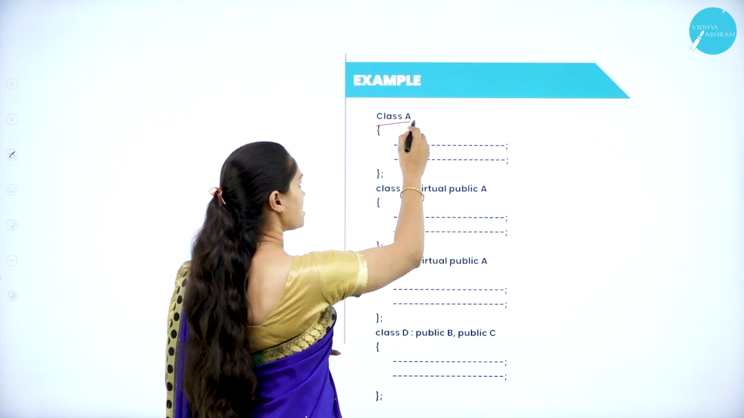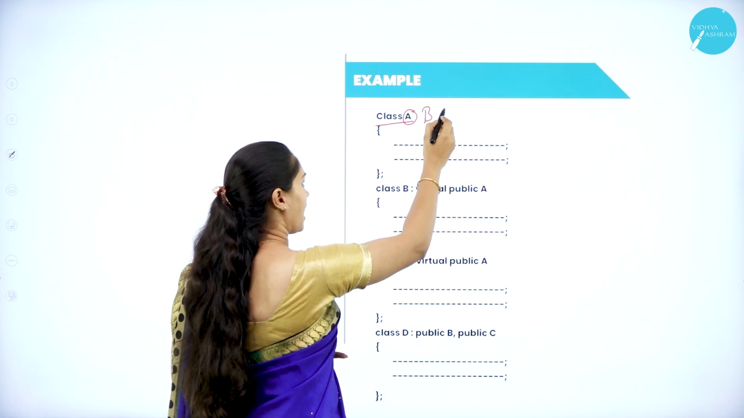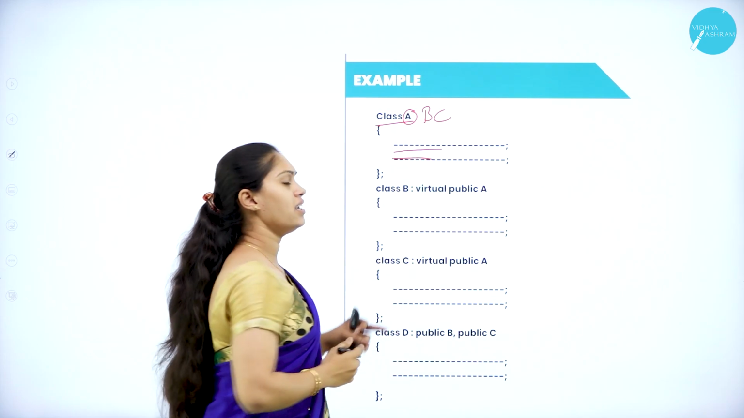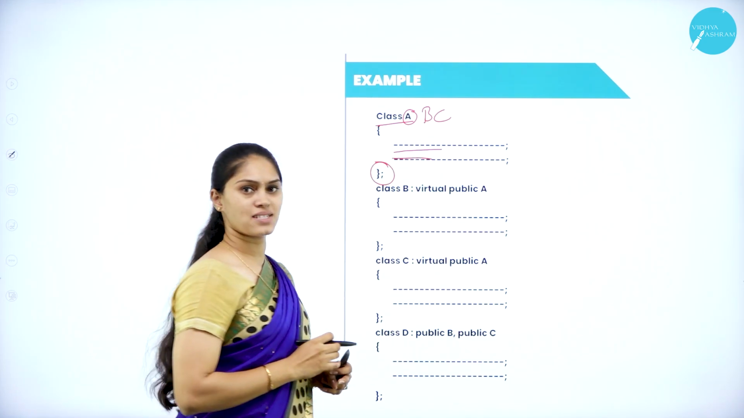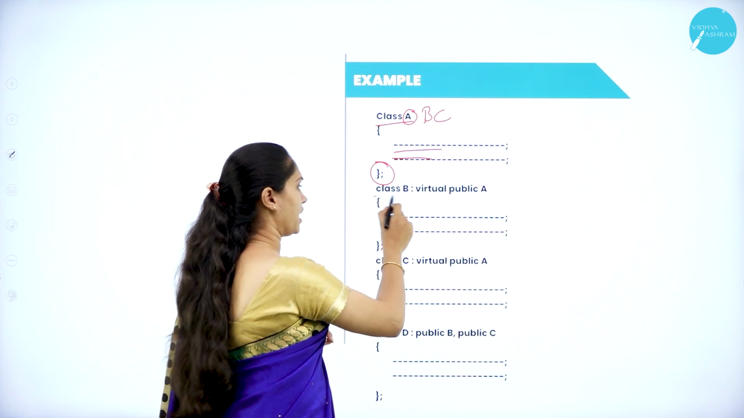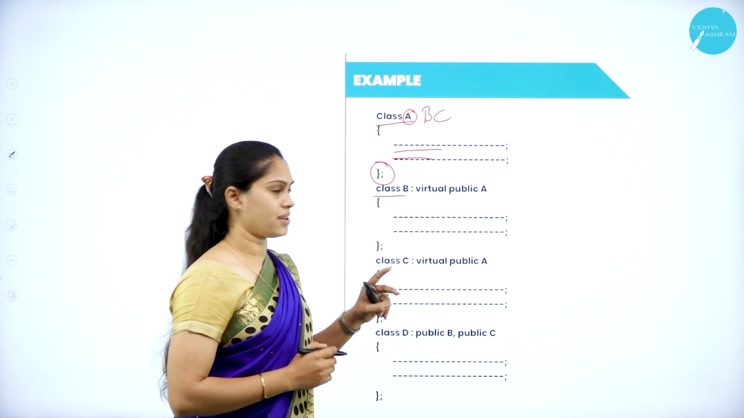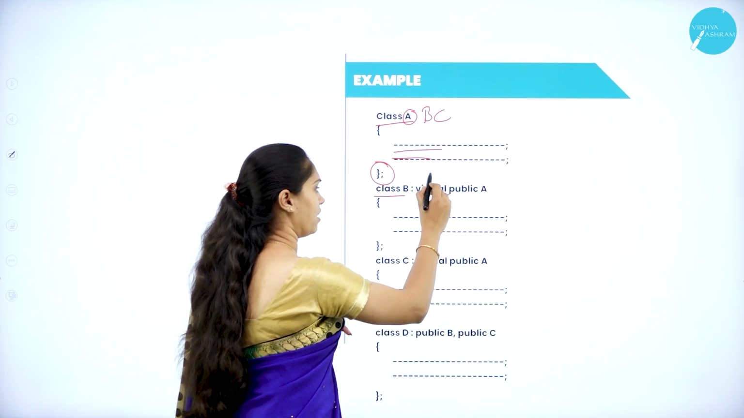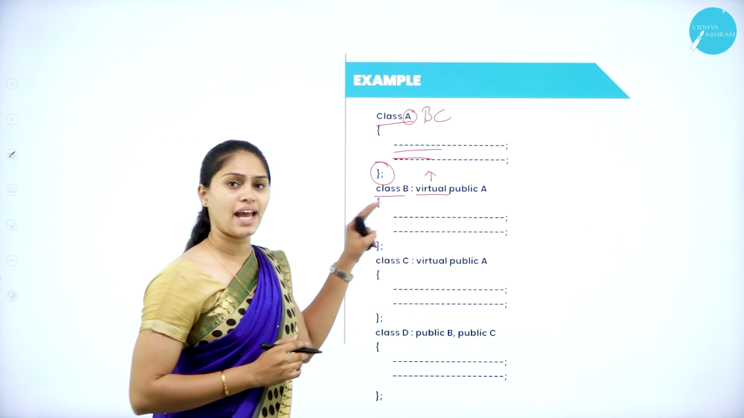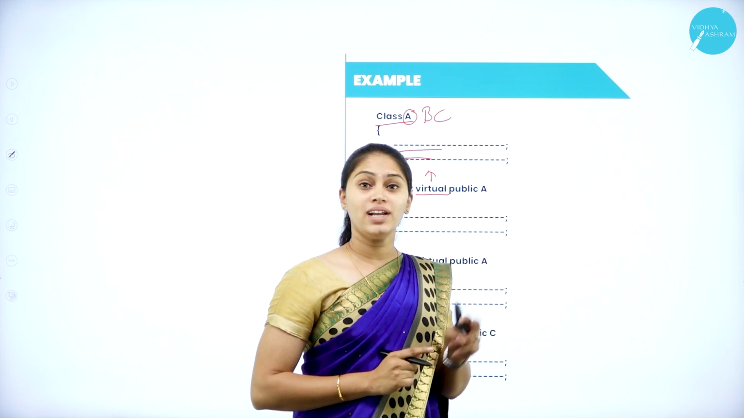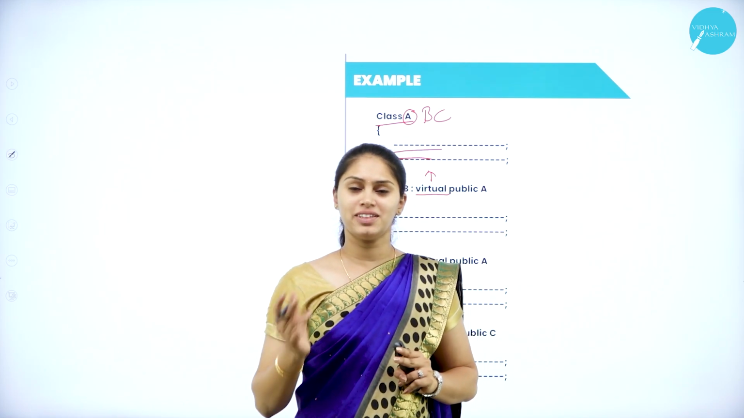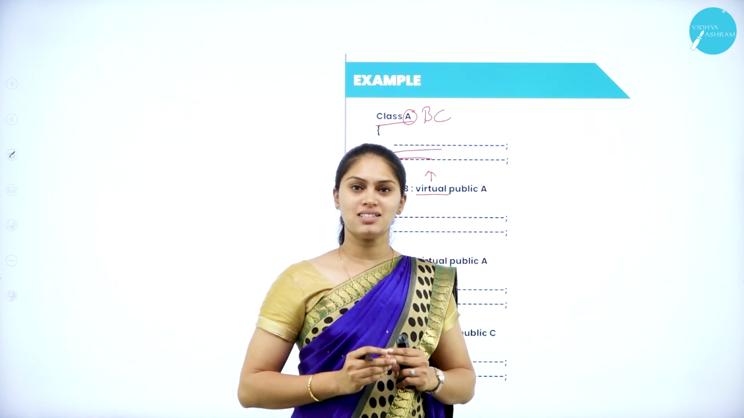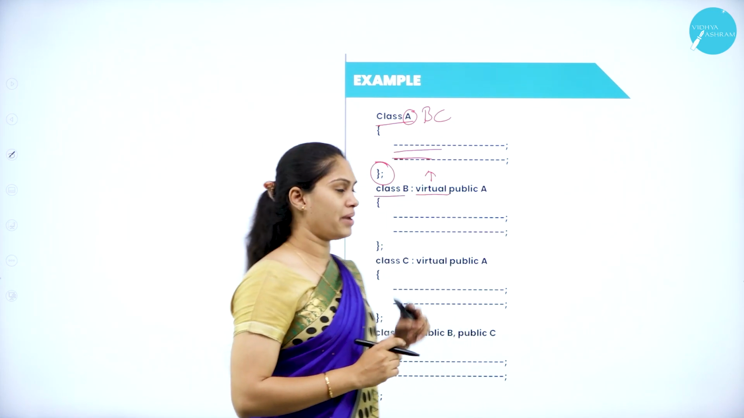Here I have a class A, that is the base class, and it may contain several data members and member functions as well. I am going to close the class. Again I am creating one derived class, class B, and I have used the virtual keyword. This keyword helps me have only one copy of the base class instead of more than one copy of the base class. That is the usage of virtual base classes.